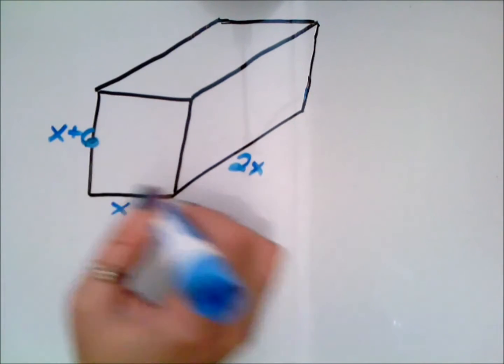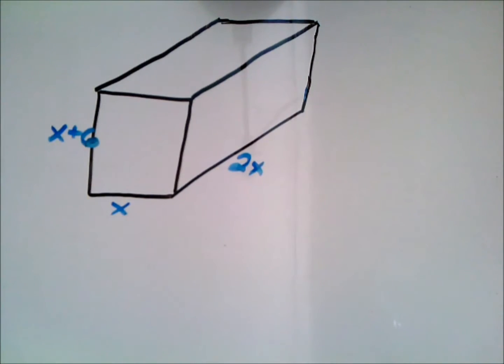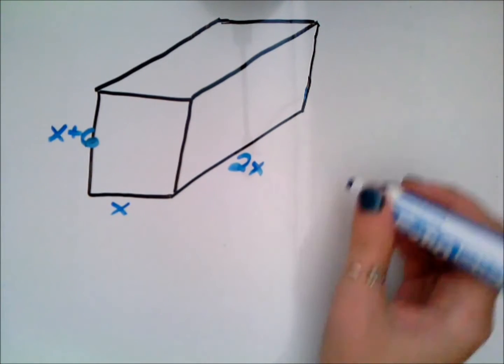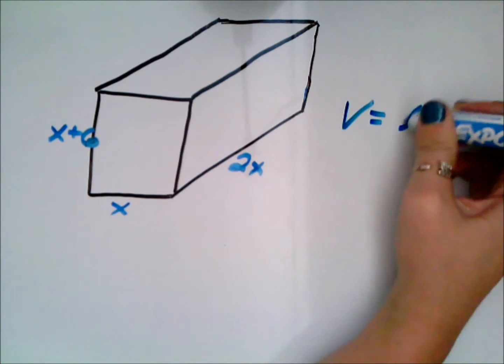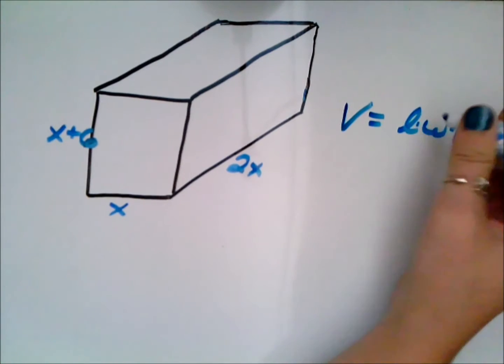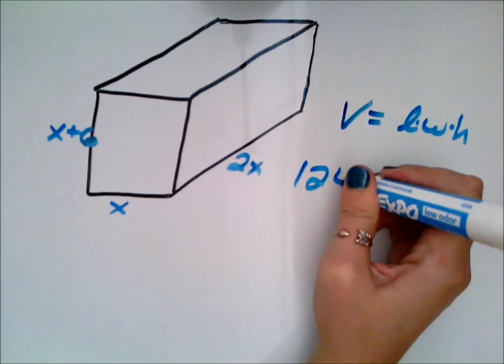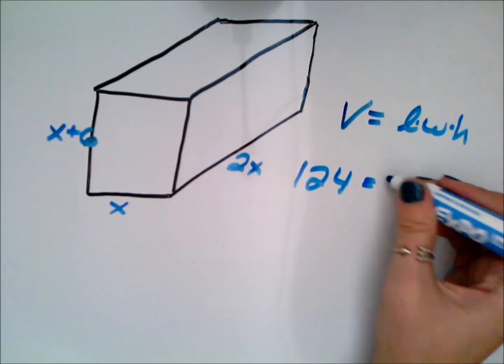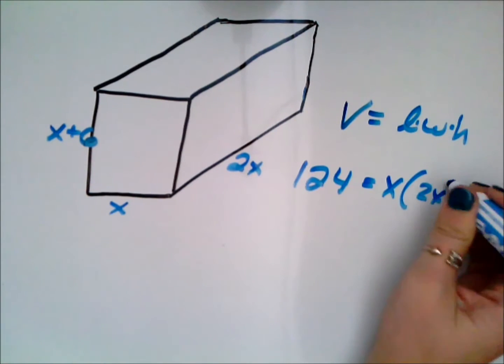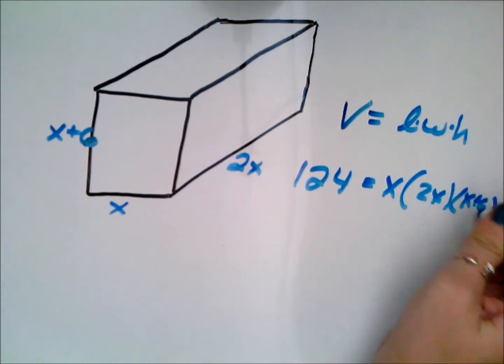So the height, the width, and the length. So we got 3 different dimensions on this. Alright, what do I do with length, width, and height to get volume? Volume equals length times width times height. They tell you that the volume is 124. And so we have x times 2x times x plus 6.